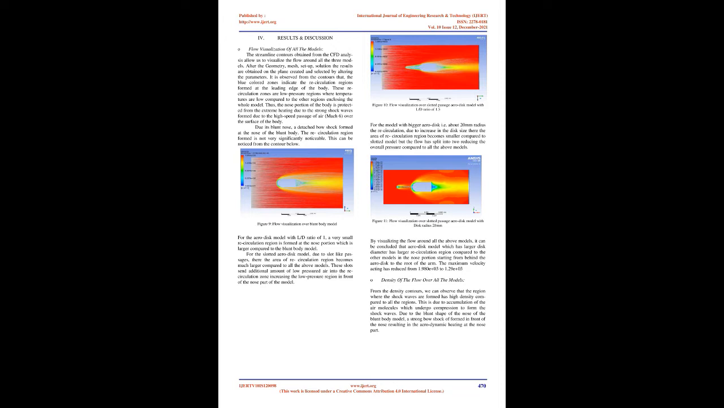These CATIA files with CATPart extension are then converted to IGES extension files because ANSYS software can read, write, and edit files only with these extensions. 1. Basic blunt body model. 2. Models with bigger aero disk.